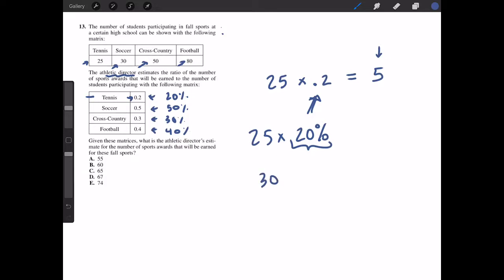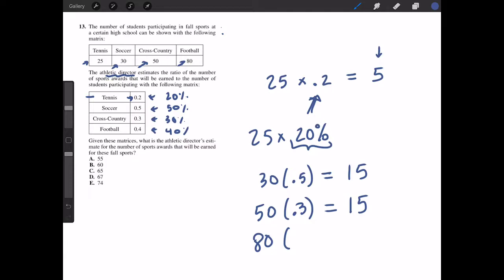So once you key in 25 times 0.2, you're going to get 5, for 5 students winning an award in tennis. You do the same for soccer. So you would do for soccer 30 times 0.5. Now, 30 times 0.5 or 50% means half of them will win, so that's 15 students for soccer. Then for cross country, you have 50 students participating, and its ratio is 0.3 or 30%. So 50 times 0.3 is equal to 15.